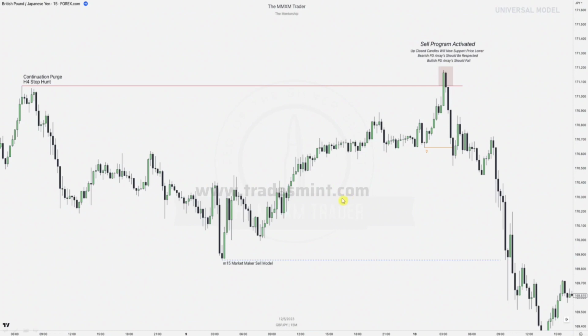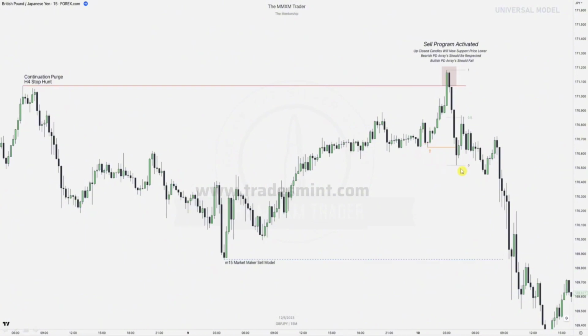So we have this market maker sell model formed over here. So all time frames are aligned. We wait for that break of structure, short-term perspective, right? Over here. Then draw out your premium and discount levels, right? From this high down into this low. If we want to return back into premium, we will have to wait to go above this 0.5 line, this 50% line, right? Over here.